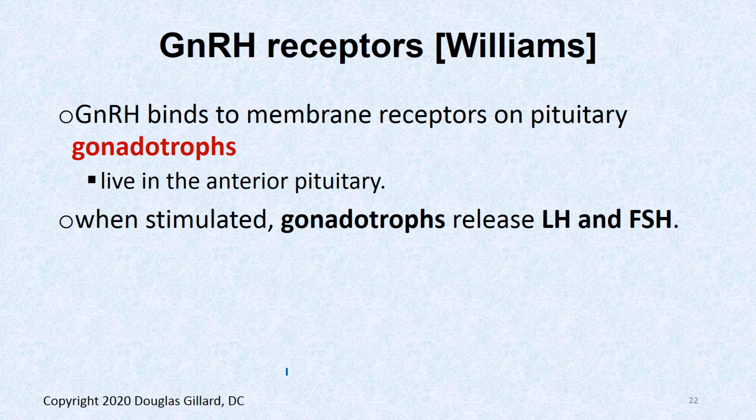Gonadotropin-releasing hormone receptors live in the anterior pituitary, of course, and when they're stimulated by GnRH, they cause the anterior pituitary to release the gonadotropins, which are luteinizing hormone and follicle stimulating hormone. Okay.